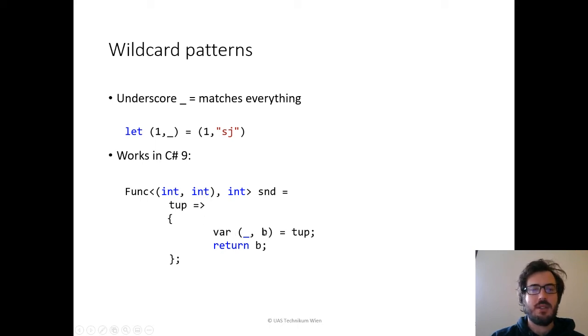We take the second value and return it. So this is an appropriate implementation of second. It's not that flexible right now, maybe in C# 10, when we can write the tuple deconstruction here on the argument side.